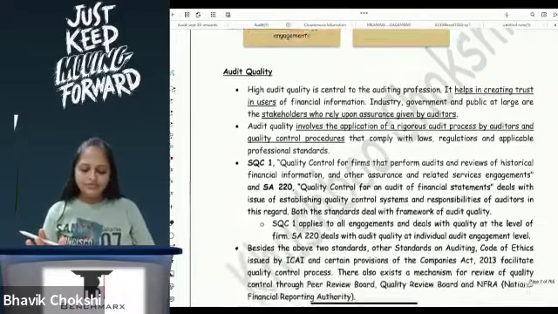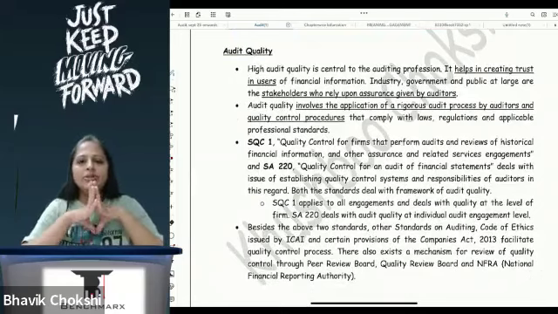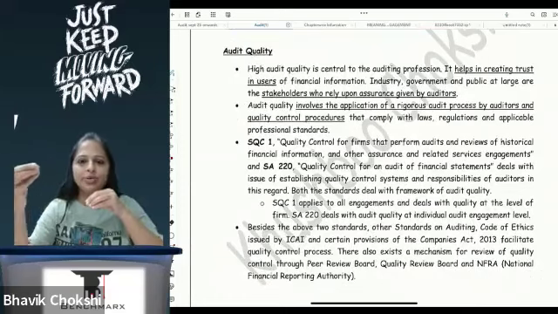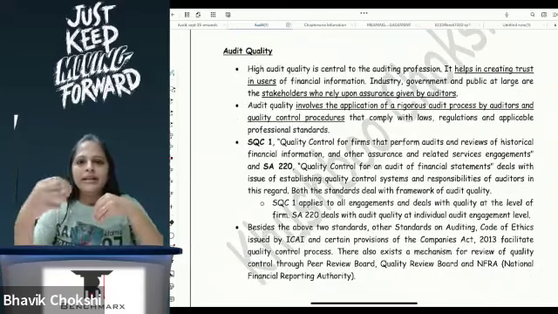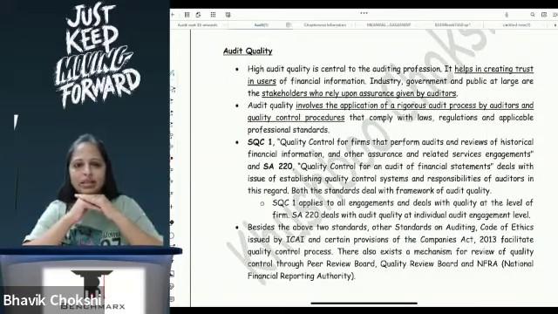Now, when I said that we will talk about SQC, standards on quality control, in the brief introduction, what did I say? That quality control is basically what quality every firm has to maintain in order to be associated with ICAI. If you are associated with ICAI, then this is the kind of quality that the firm is expected to maintain. While I say that you have to maintain quality, it's a very subjective term.